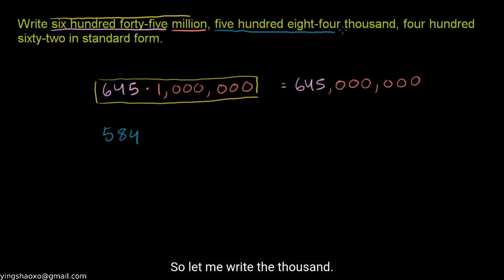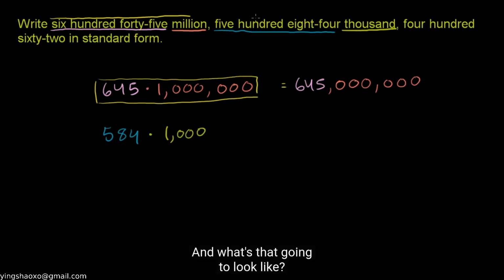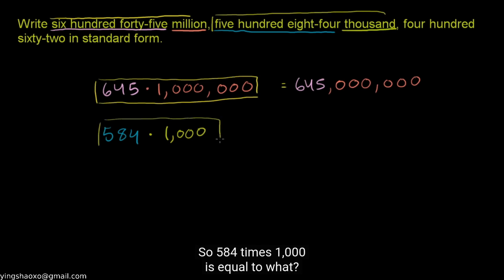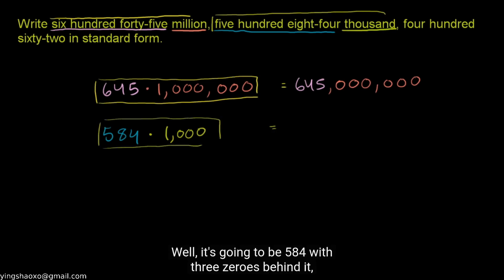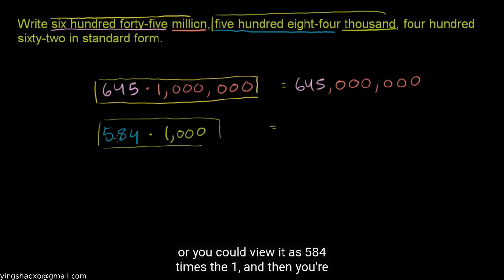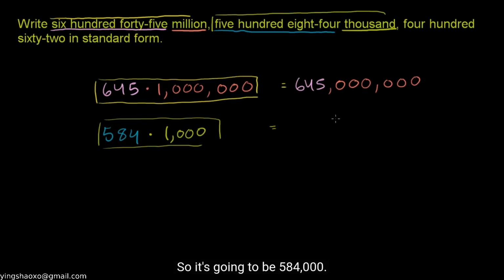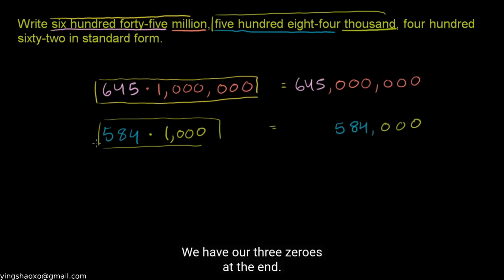584,000. So let me write 1,000. So it's 584 times 1,000. And what's that going to look like? That's this whole part right here. So 584 times 1,000 is equal to what? Well, it's going to be 584 with 3 zeros behind it. Or you could view it as 584 times the 1, and you're going to have 3 zeros in the final answer. So it's going to be 584,000. You have your 3 zeros at the end. 584, 3 zeros. So that's that part.